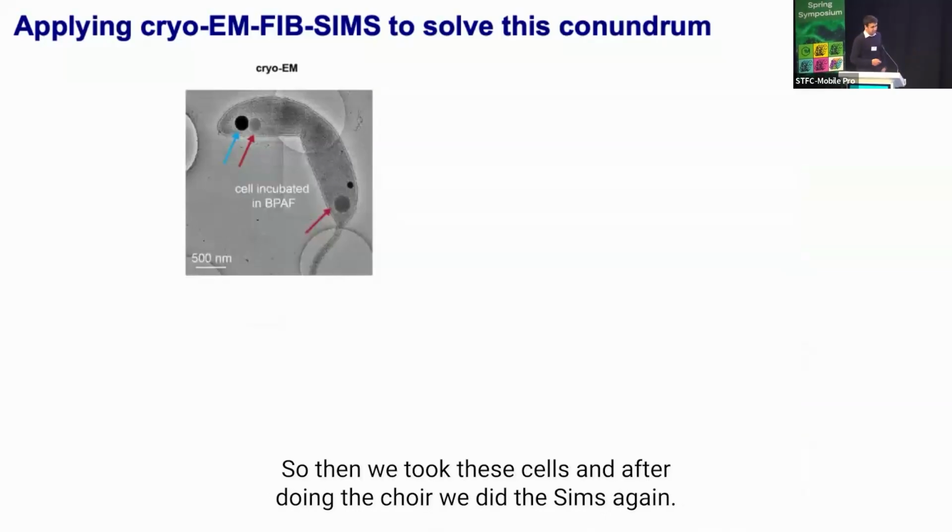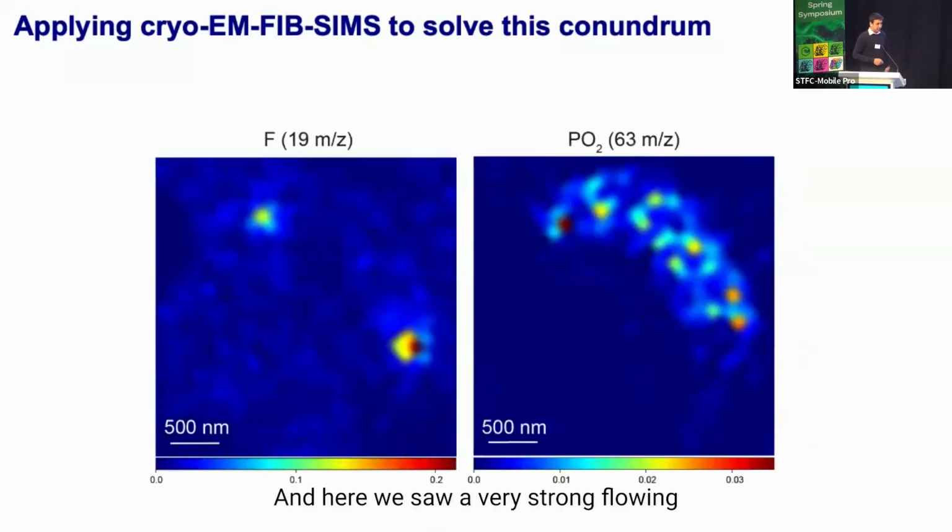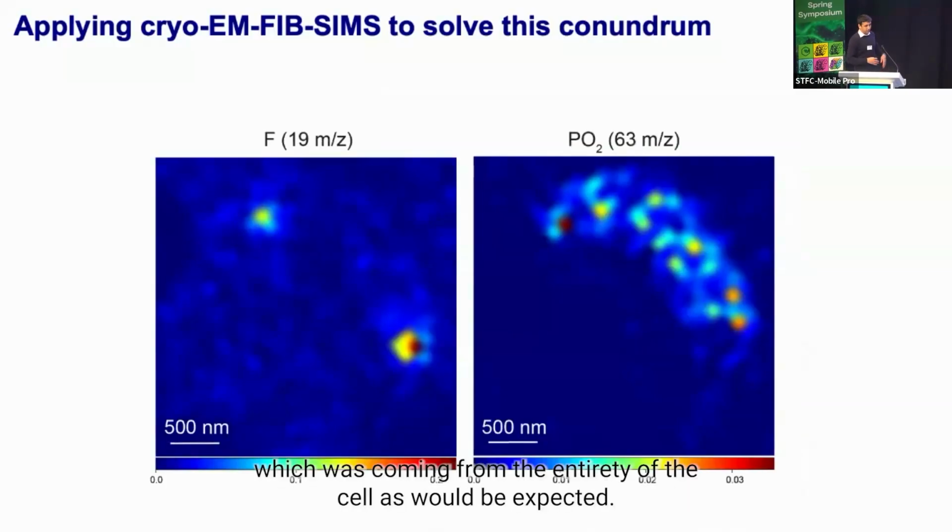So then we took these cells, and after doing the cryo-EM, we did the FIB-SIMS again. And here we saw a very strong fluorine signal coming from these storage granules, which differed from the phosphate signal, which was coming from the entirety of the cell, as would be expected.